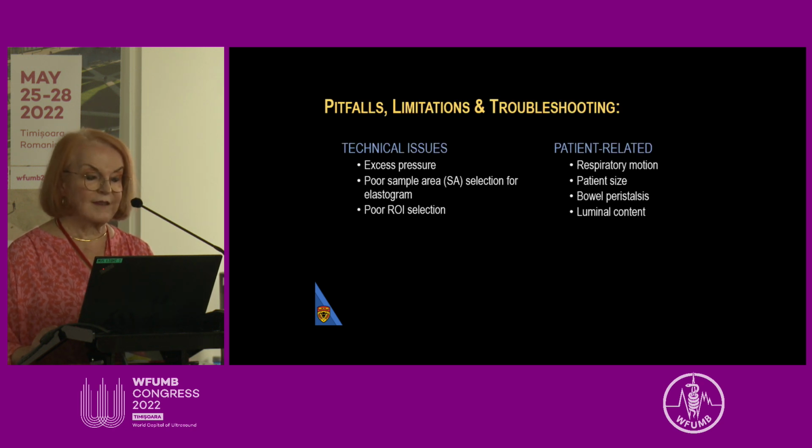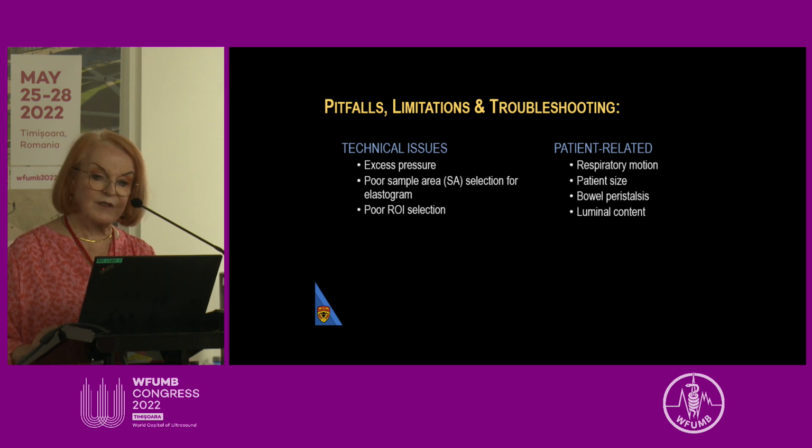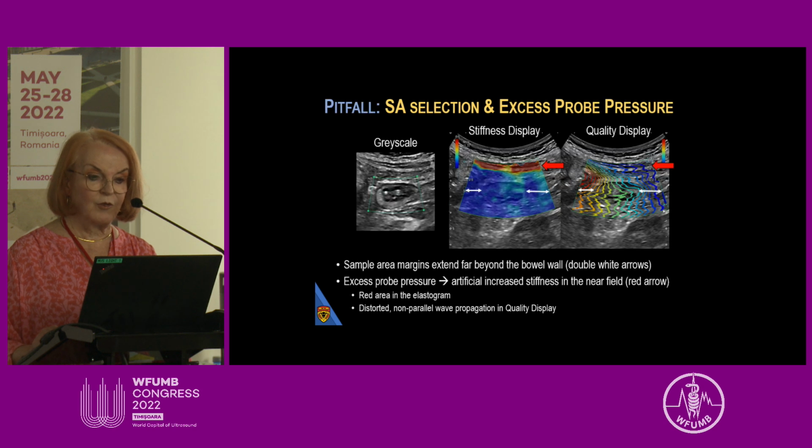And so if we look at some of the pitfalls, the technical issues include especially excess pressure, poor sample area selection for the elastogram, and poor region of interest selection. And then patient-related, of course, respiration is a problem. The closer we are to the diaphragm, the more difficult it is. Patient size, bowel peristalsis, and luminal content are also issues. Here's a good example that they made intentionally to show how badly we can do. On the grayscale image, the axial view is good, and you can see their box is close to the edge of the bowel.